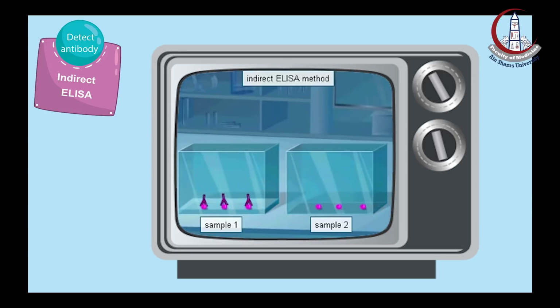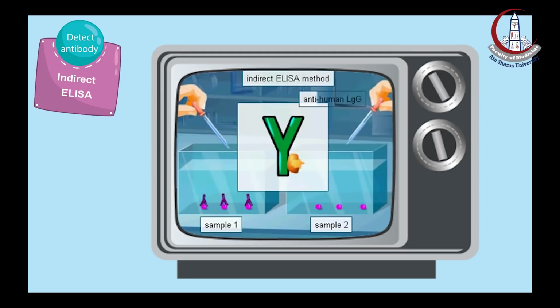Non-specific antibodies will be washed away. Next, we add antibody to human antibodies, and this is an animal antibody against human antibodies, and is covalently linked to an enzyme. When the substrate specific for that enzyme is added, a color reaction occurs.